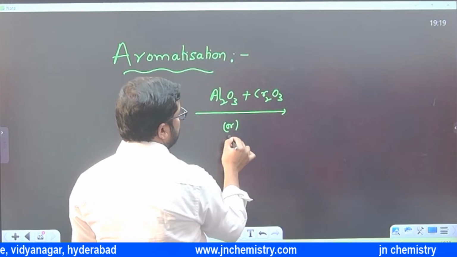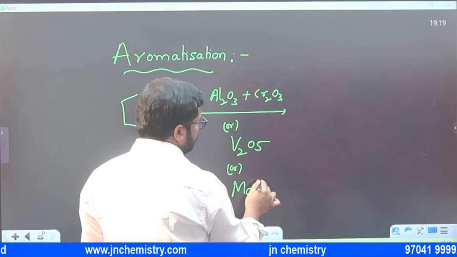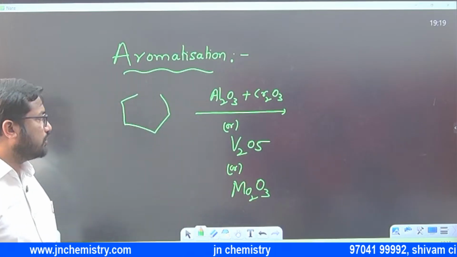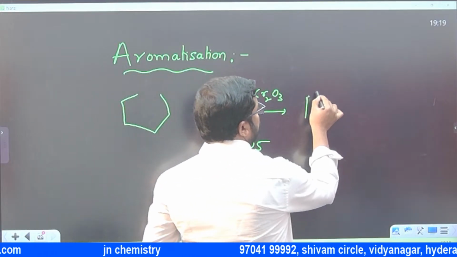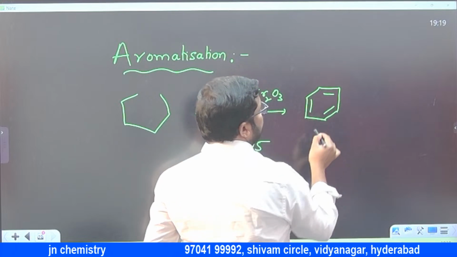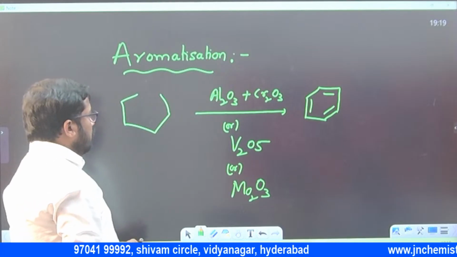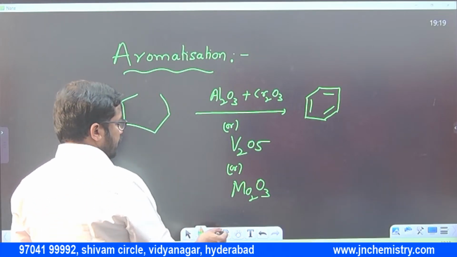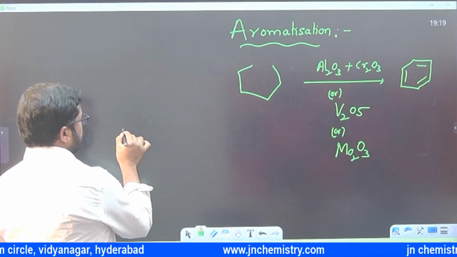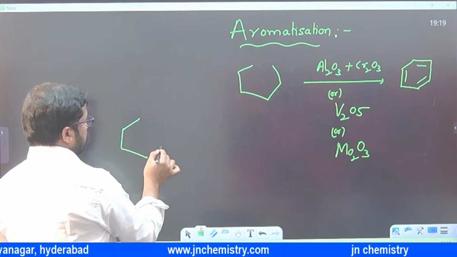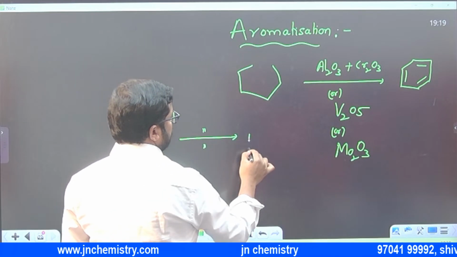Or we can use V2O5 also, or we can use Mo2O3, any of the three reagents along with Al2O3. So directly, first cyclization takes place, afterwards converting into the benzene ring. 6-membered, right? If you are taking the 7, what exactly happens? We'll get toluene.